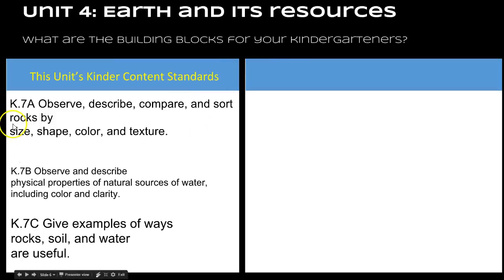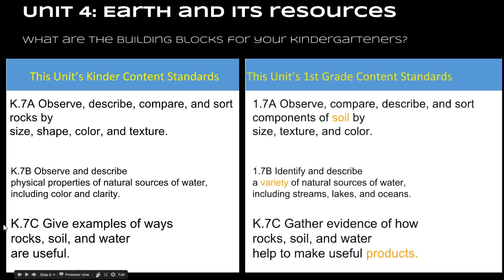In K.7b, we have 2 verbs, observe and describe. This time we're looking at physical properties of natural sources of water, specifically color and clarity. And then we wrap up with K.7c, give examples of ways rock, soil, and water are useful.